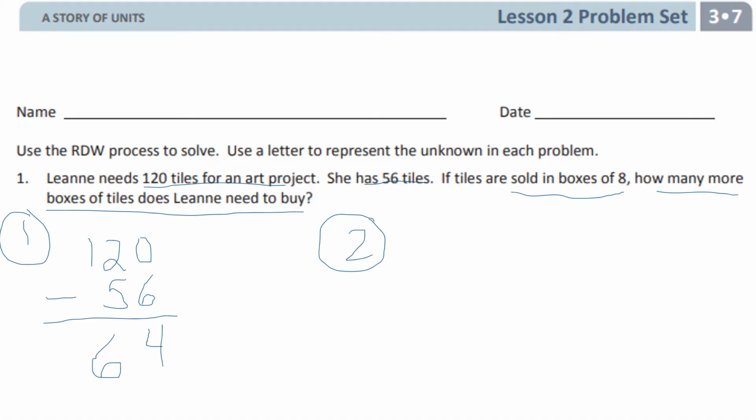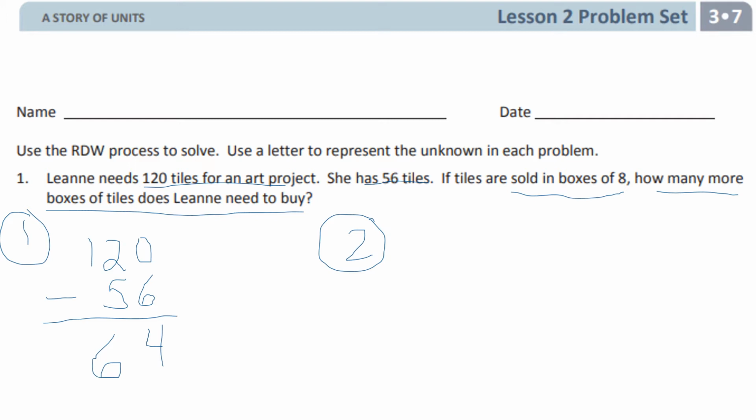So we are going to start now our first problem of this problem set. It says this is a redraw write process to solve, but really all you have to do is see these as multi-step problems that you need to solve. So for this first one, it says Leanne needs 120 tiles for an art project. She has 56 tiles. If tiles are sold in boxes of 8, how many more boxes of tiles does Leanne need to buy?